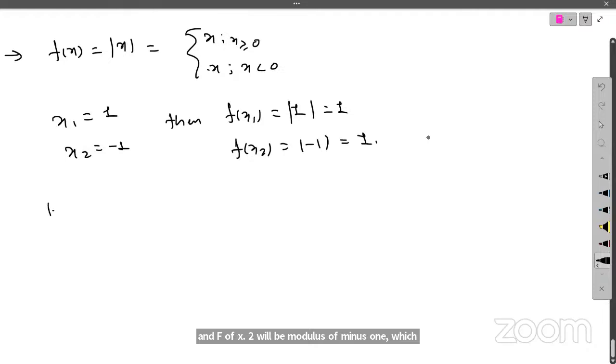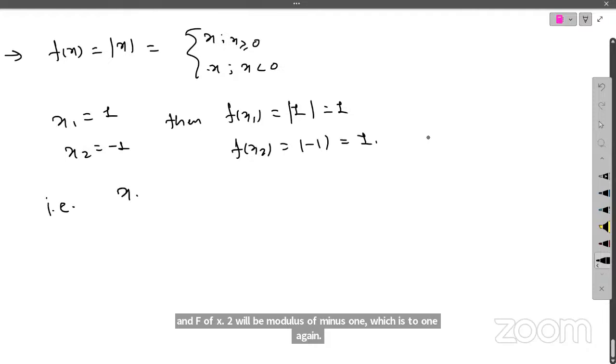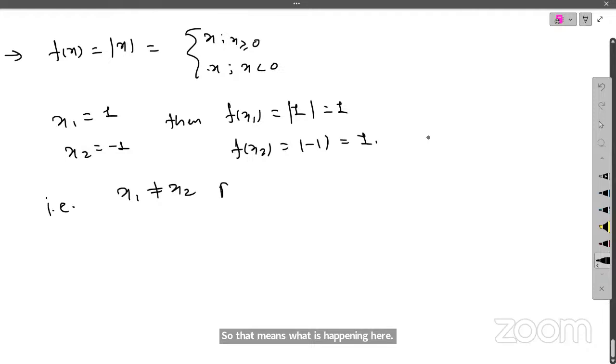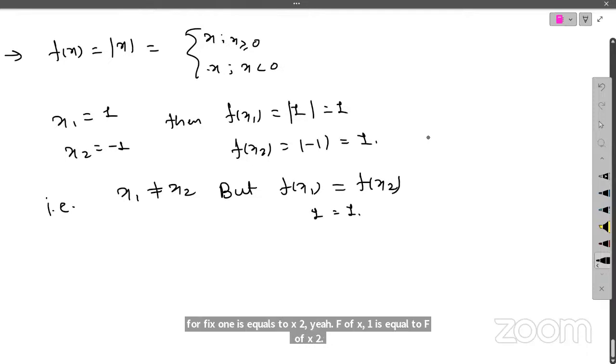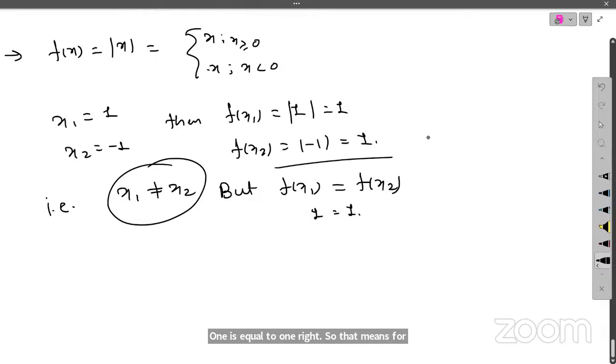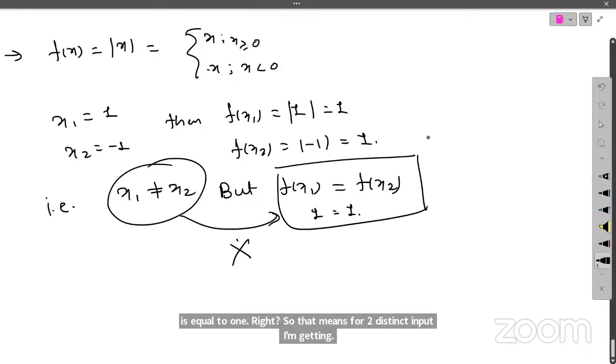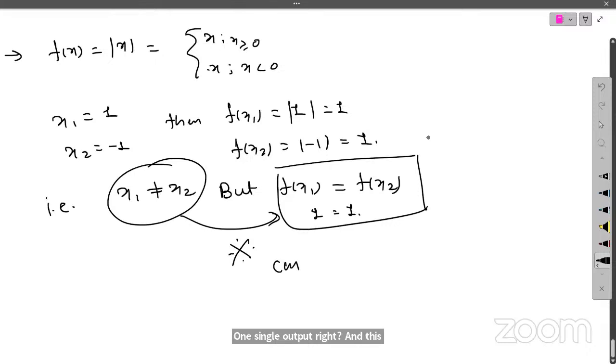So what is happening here? Here x1 is not equal to x2, but f of x1 is equal to f of x2. 1 is equal to 1, right? So that means for two distinct inputs, I am getting one single output, right? And this violates the definition of a 1-1 function. This is known as a counter example.